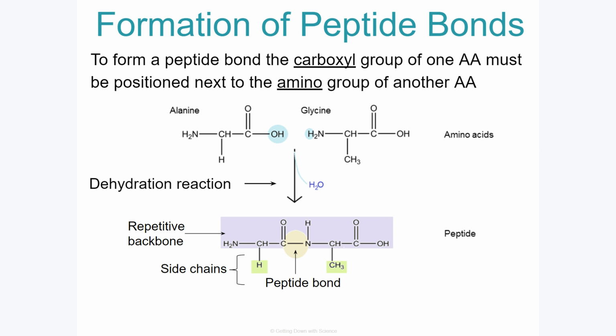So, what happens when two amino acids come together? They form a polypeptide, a peptide bond. To form a peptide bond, the carboxyl group of one amino acid must be positioned next to the amino group of another amino acid. And then dehydration happens. And dehydration is the removing of water, and they become friends and they're bonded together and they make a peptide bond.